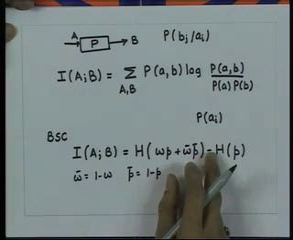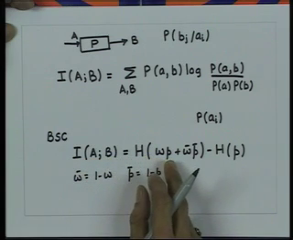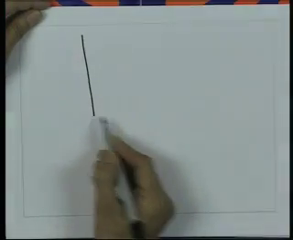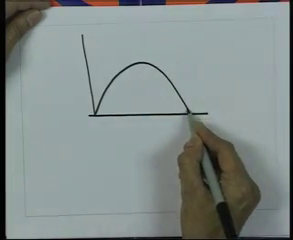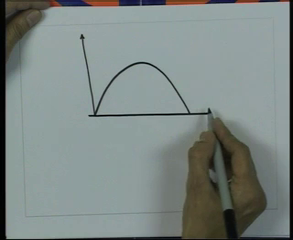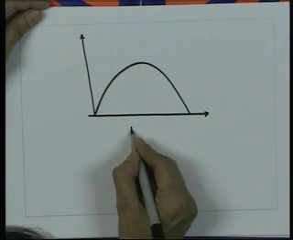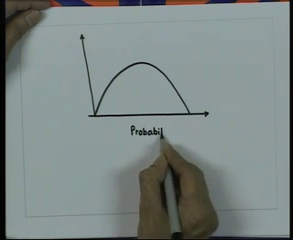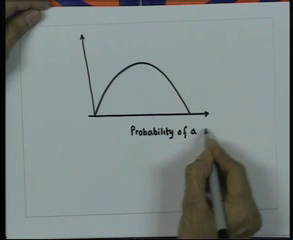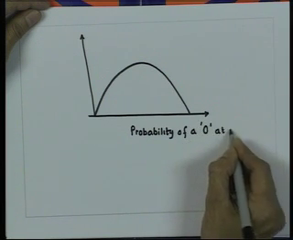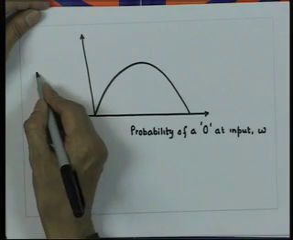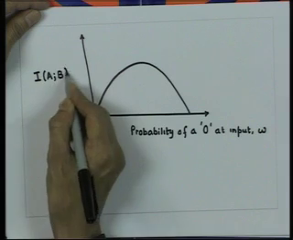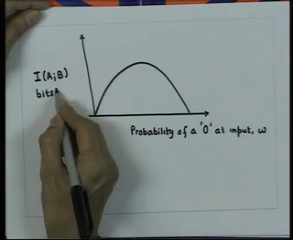Now, we may plot I(A;B) as a function of w for a fixed P. If we do that, we get this figure. On the x axis, we have probability of a 0 at the input, which is indicated by w, and on the y axis we have mutual information I(A;B) in bits per symbol.